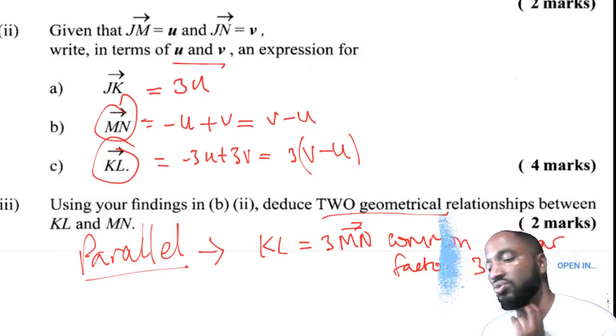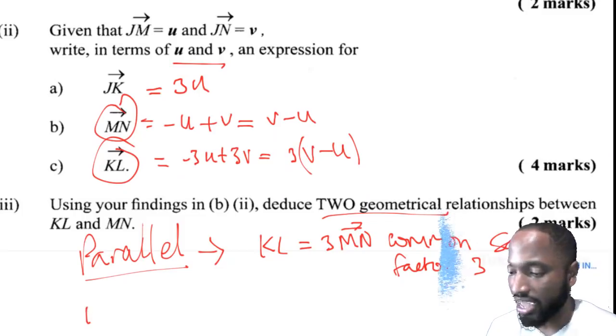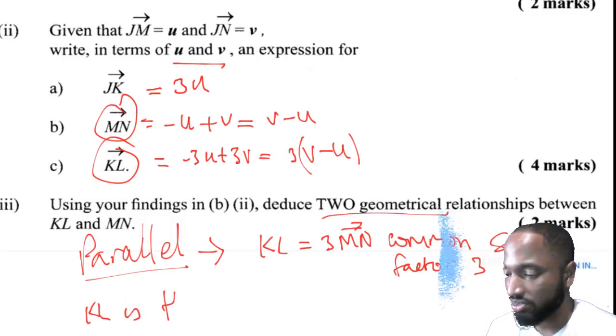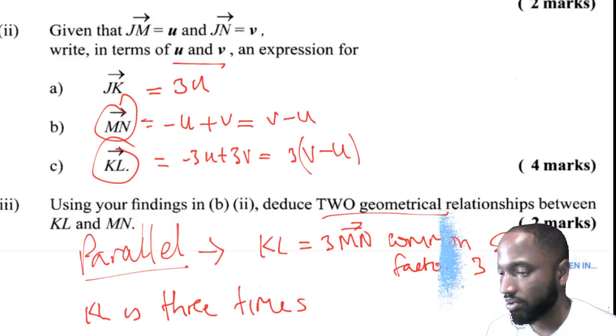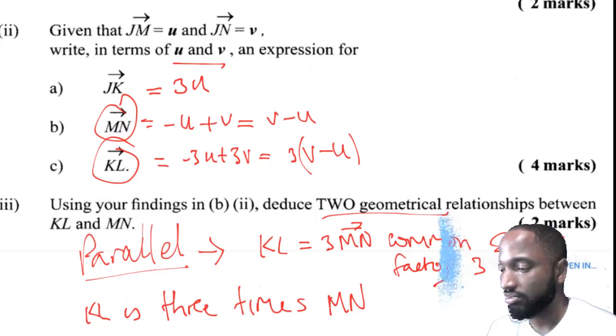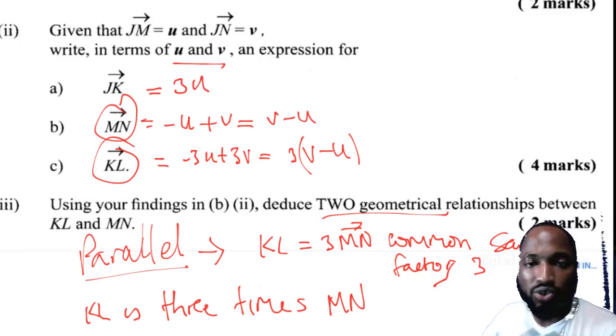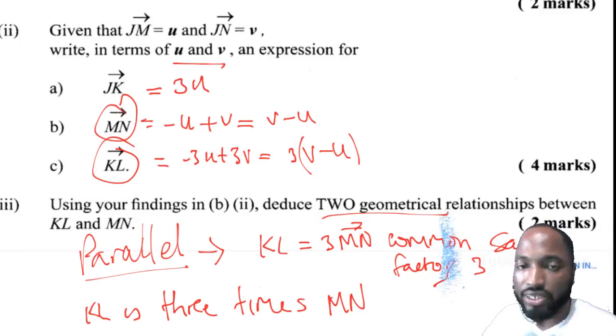And also I can say this: KL is 3 times MN. It's enlarging 3 times MN since you have a 3 here outside this, right? Alright, so that is the two geometrical relationships: the parallel, and one is the enlargement of the other one.